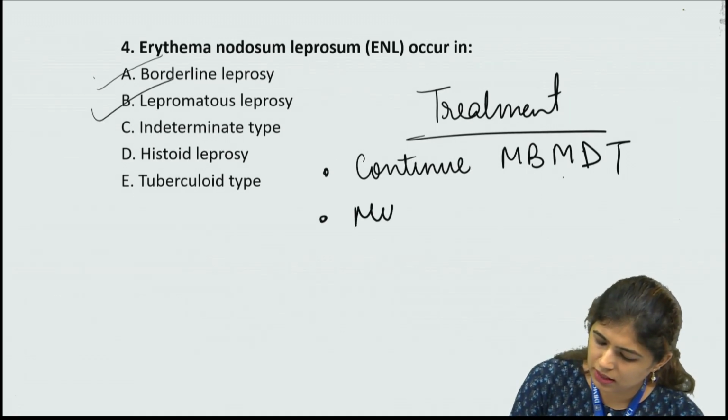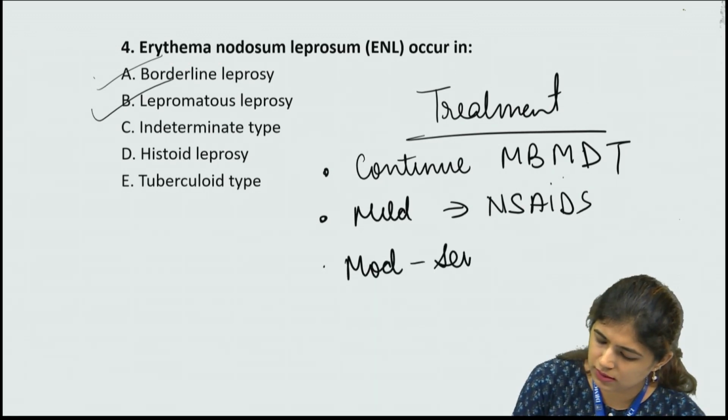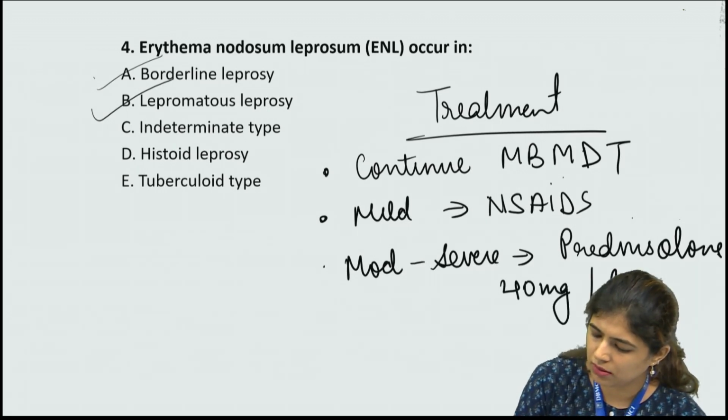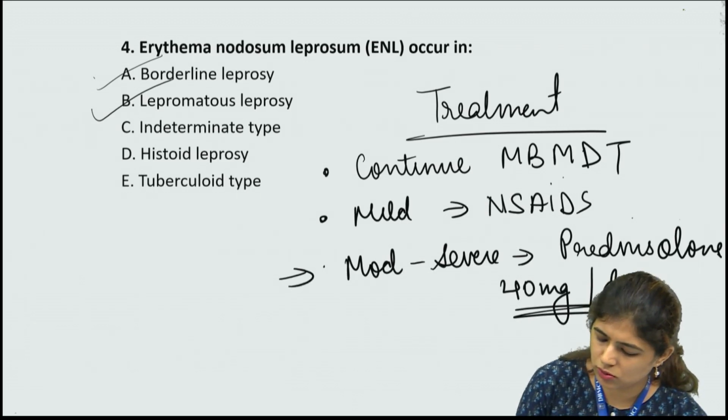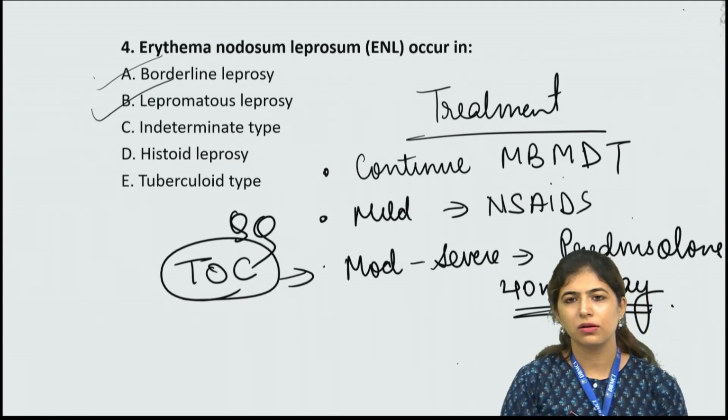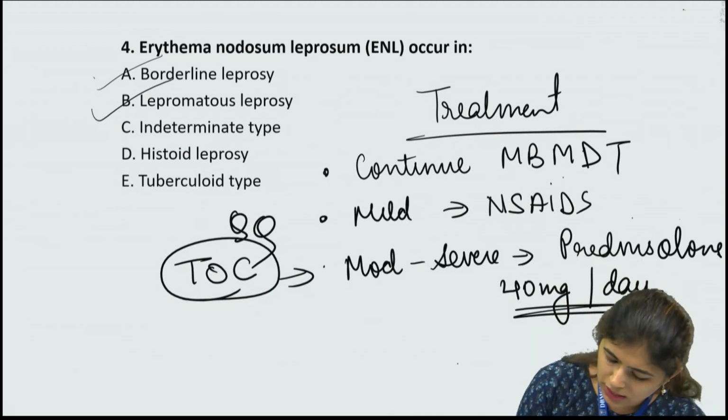Secondly, if it is a mild reaction, give NSAIDs. If it is moderate to severe, start oral steroids, most commonly prednisolone, at the dose of 40 mg per day. Okay, this is also the treatment of choice. Oral corticosteroids. What are the other drugs that you can give?